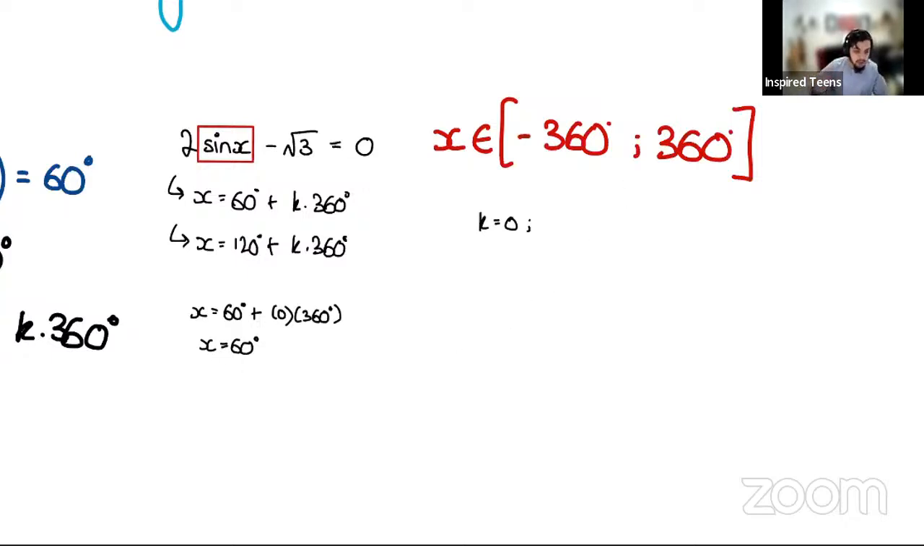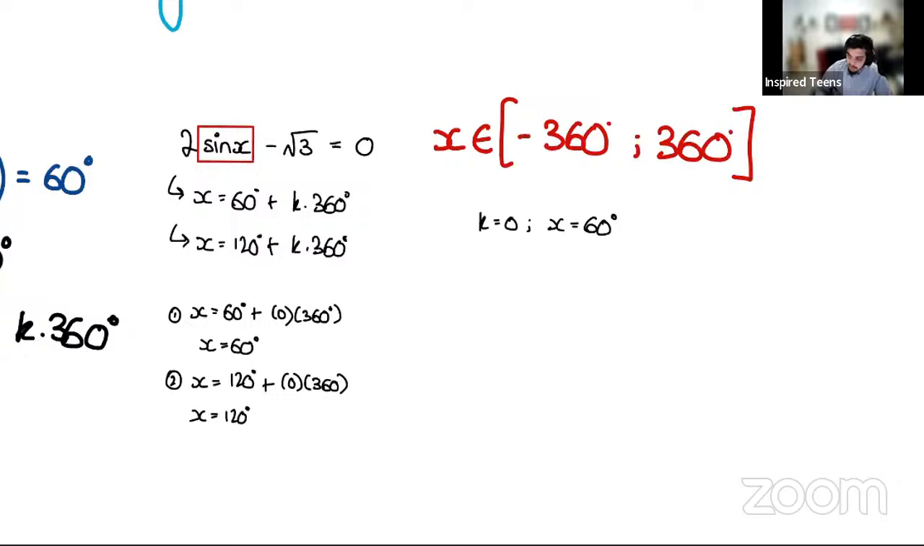So that's one of your answers because it fits within the interval. So you will say when K is equal to 0, X is equal to 60. Okay, but you have a second equation, so you can try and plug it into the second equation. So X is equal to 120 plus 0 times 360. And here you're going to get X is equal to 120.